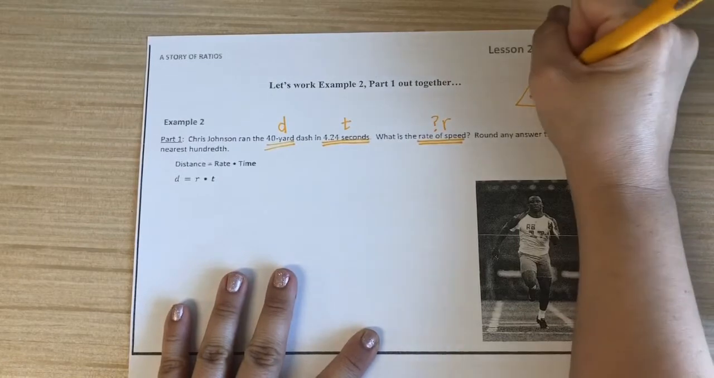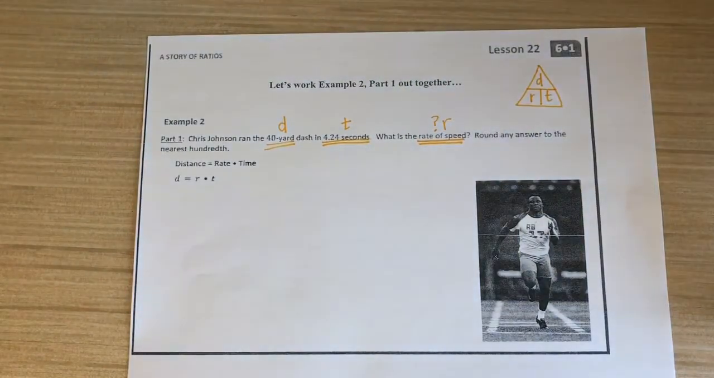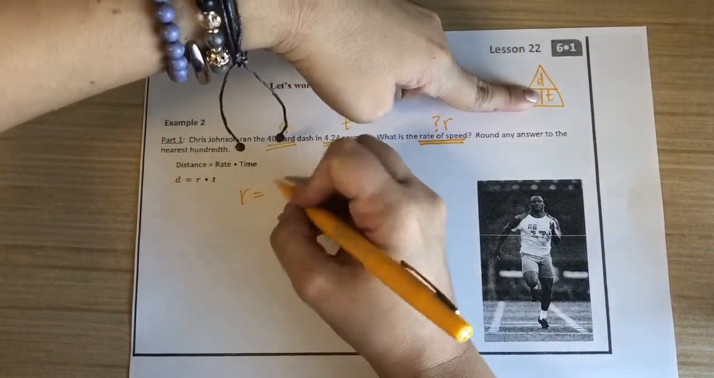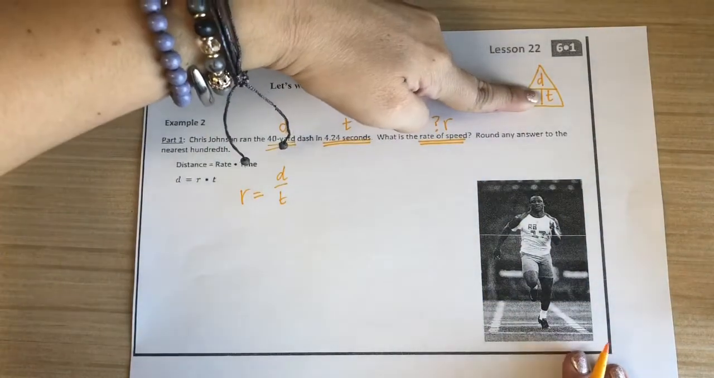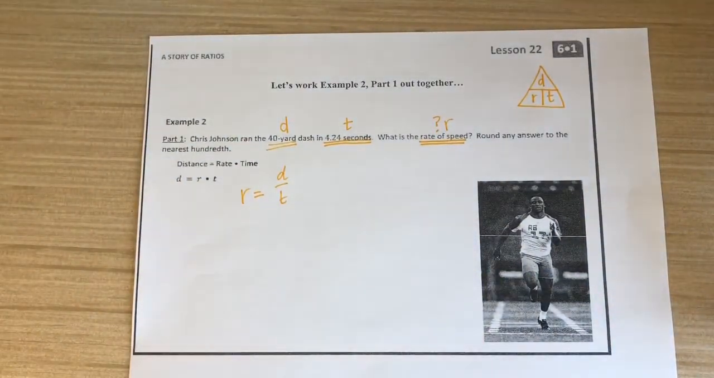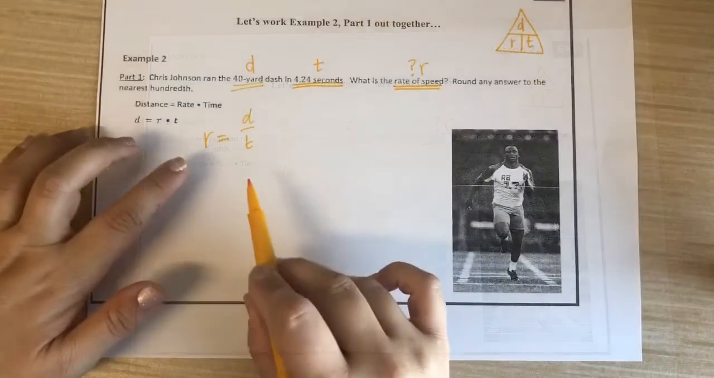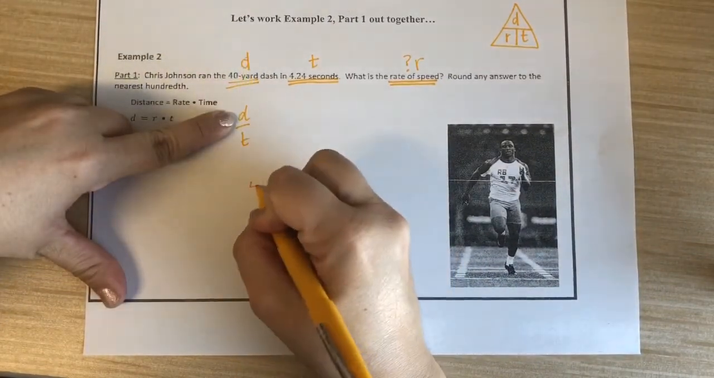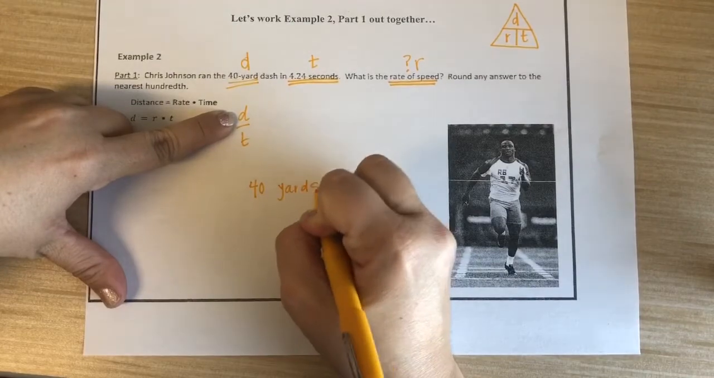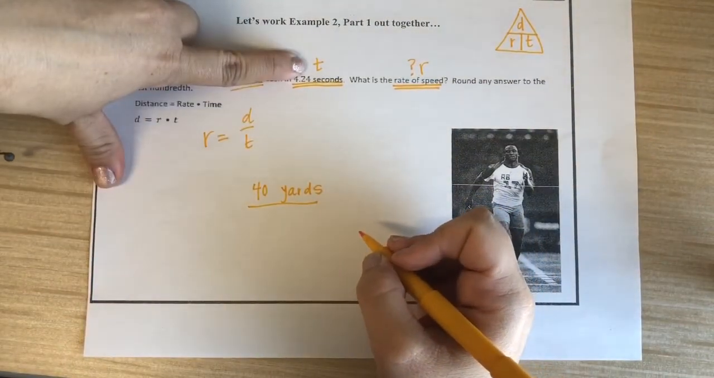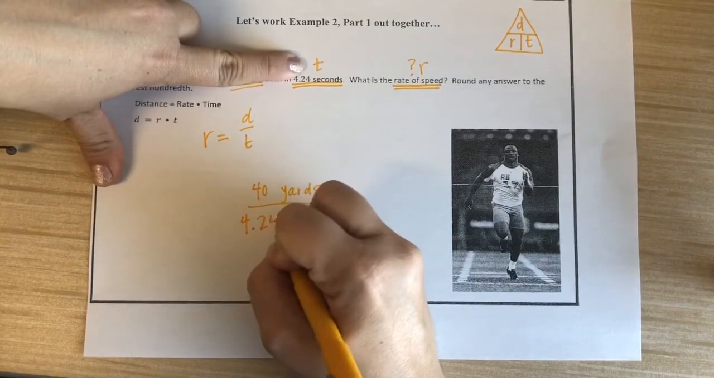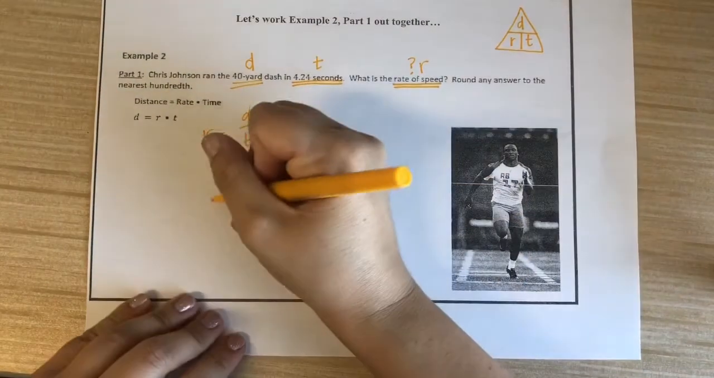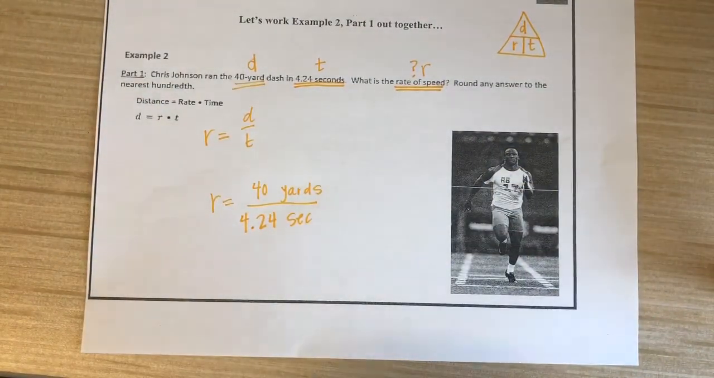Got distance, rate, and time, just like this. So in this particular problem, we're looking for rate. So if I cover that up, rate equals distance over time is what I'm looking for. So I know that's the formula I can plug in. So now I'm going to plug in the numbers to try to figure this out. I don't know the rate, but I do know the distance is 40 yards. I do know the time is 4.24 seconds. 4 seconds and 24 hundredths of a second. So rate equals this equation here.